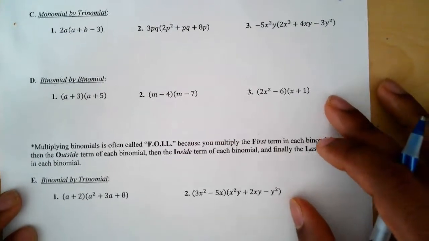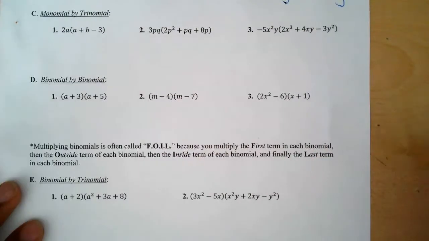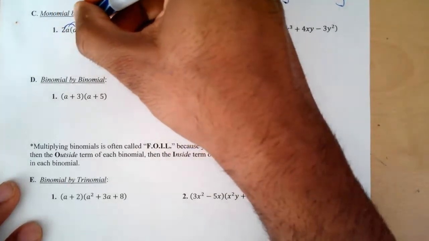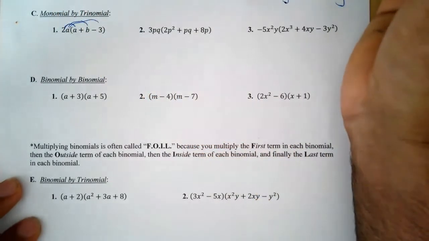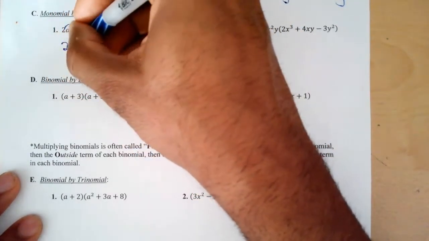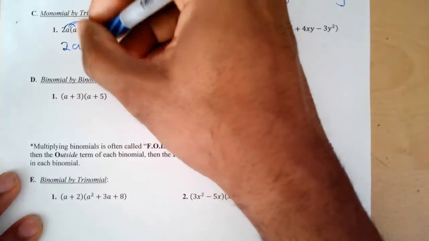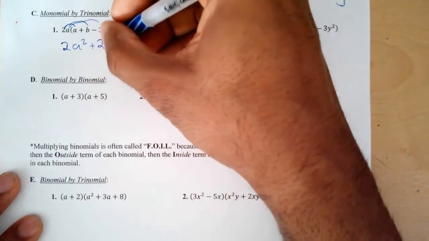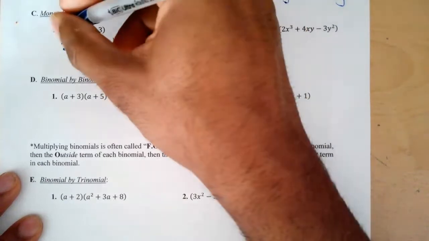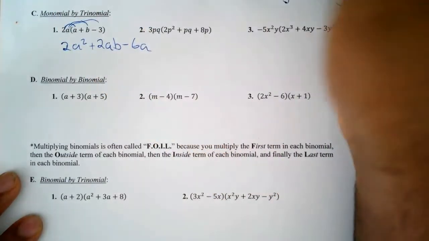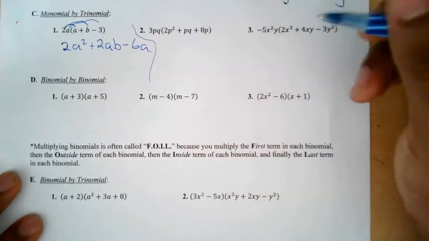So let's go on to the monomial and trinomial. This is not much different. So you're just doing it 3 times now, right? Because there's 3 terms in the trinomial. So 2a times a gives us 2a squared. 2a times b gives us 2ab. And then you got negative 3 times 2 is negative 6, and you bring the a. There you go. Okay. Can I just move this over here?